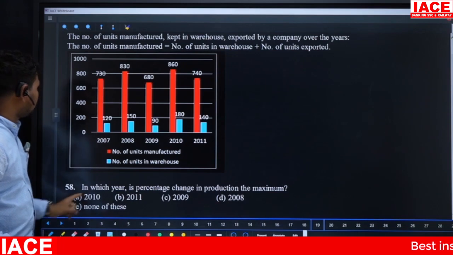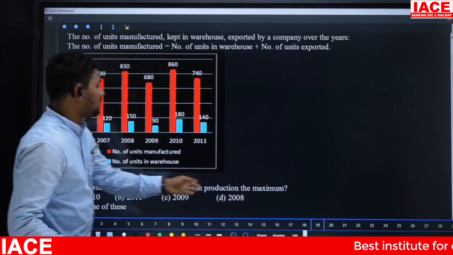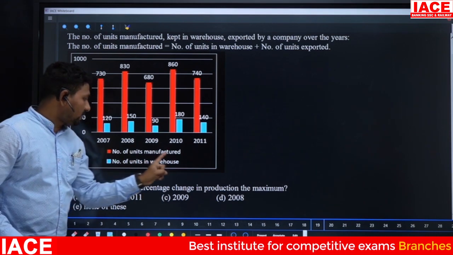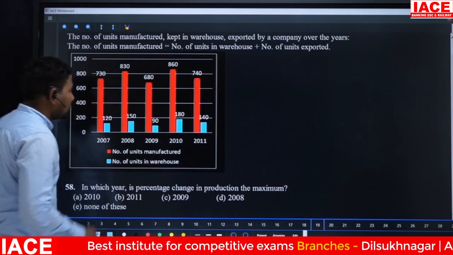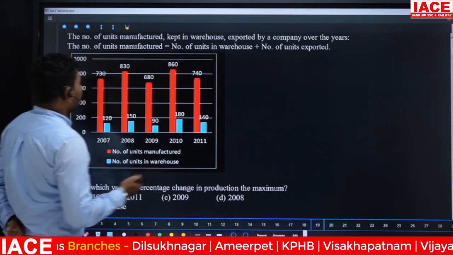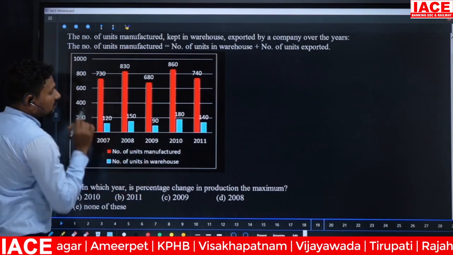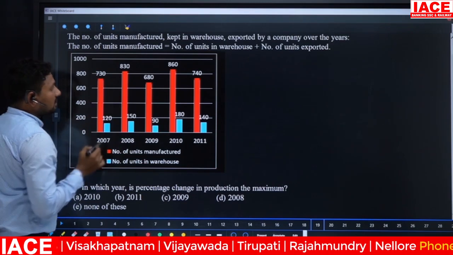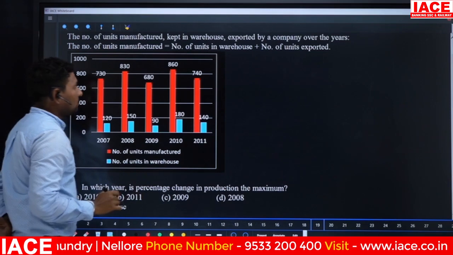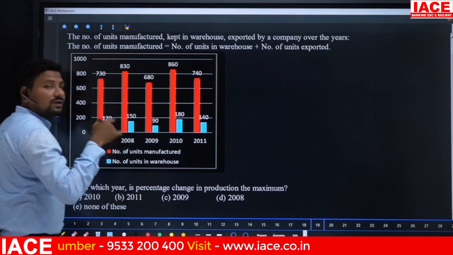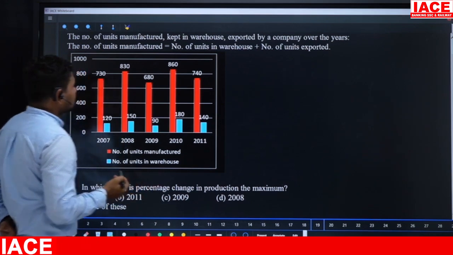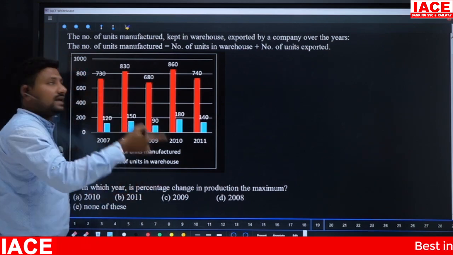Look at the first question. In which year is the percentage change in production the maximum? Look at the red color, which belongs to the number of units manufactured, and the number of units in the warehouse. That means how many products are exported. How do you calculate? From 730, 120 will be removed. 730 manufactured. Out of that, 120 is already kept there. That means the left value. So out of 730, 120 products are left, and the remaining products are exported. Then how many products are exported? 610 products are already exported.